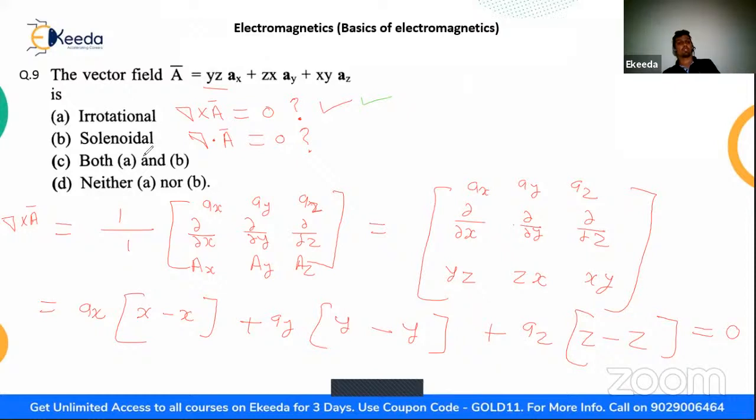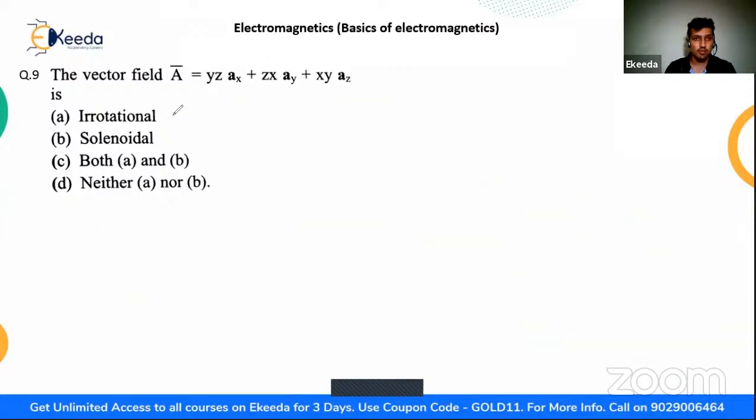Now we will calculate whether this is solenoidal or not. For that, we have to calculate the divergence of that vector. Again, we will use the divergence formula. Let me clear it. So this is irrotational, we have calculated. Now we will calculate del dot of a vector, the divergence. I am again using the generalized formula 1 upon h1 h2 h3. They are 1, 1, 1.